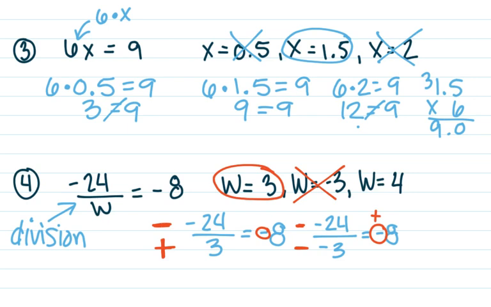And then the last one, let's see if I can fit it on the end here. Negative 24 divided by 4 equals negative 8. 24 divided by 4 is 6. So this is going to be a negative 6, not a negative 8. So yes, the correct answer here is W equals 3.